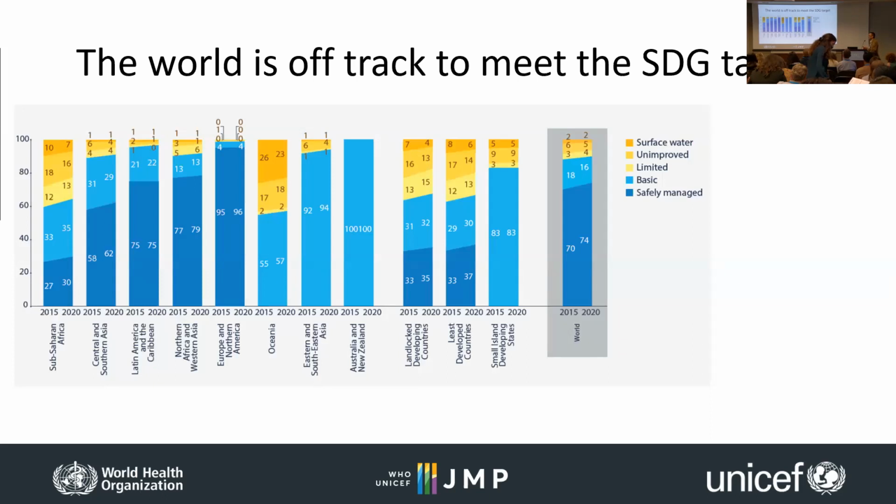So what our 2021 report found was that the world is quite far off track to meet the SDG target of universal access for all by 2030. You can see the different SDG regions. If you look at the least developed countries, for instance, you see safely managed drinking water only went from 33% to 37% over the 5 years from 2015 to 2020. So progress, but nothing like the scale of progress you would need to reach 100% by 2030.